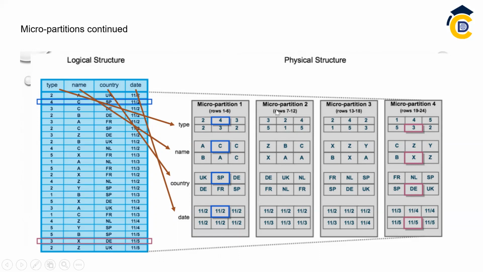If you are deleting, say, one row in micro partition 2, the whole micro partition is marked as deleted. It is not a physical delete. The metadata is marked as deleted. Then MP5 will be created, and whatever the latest data is will be stored there, with the metadata also getting changed, of course.